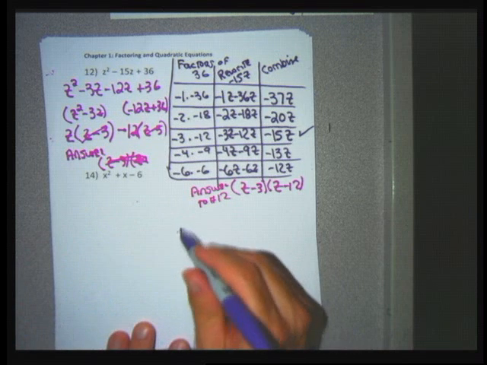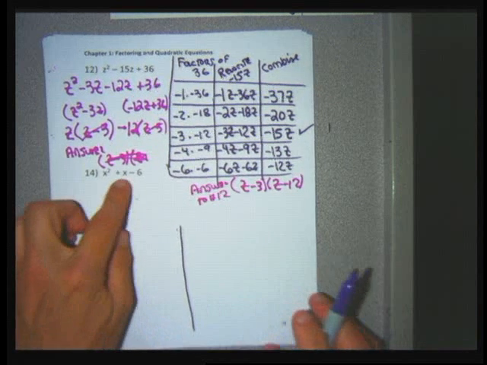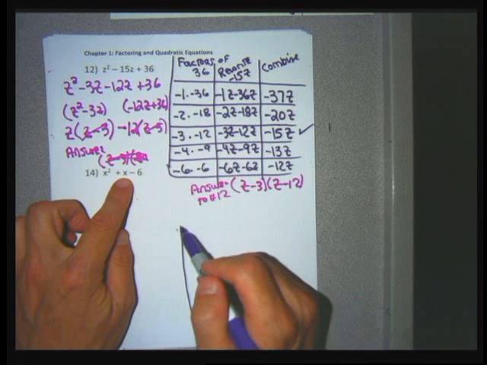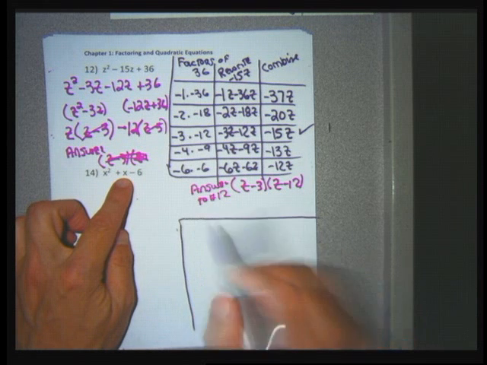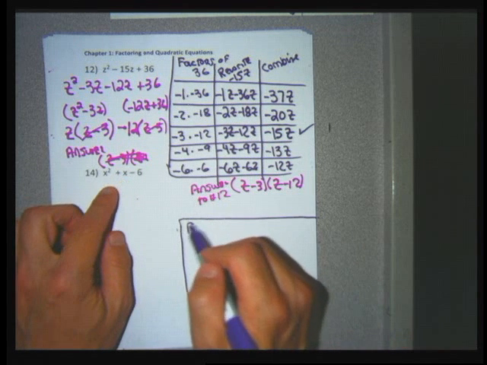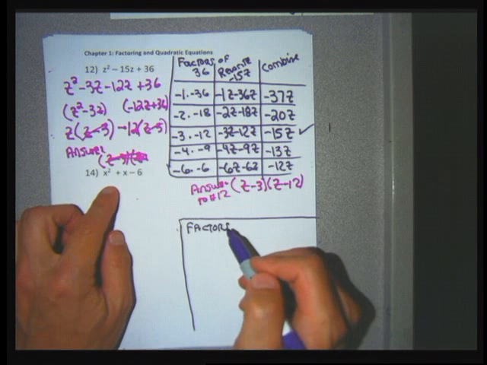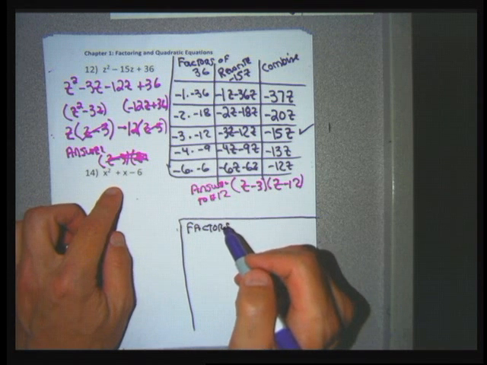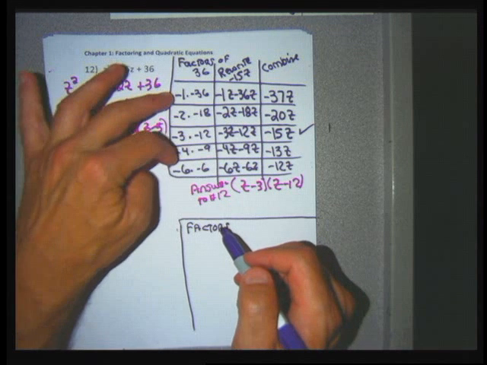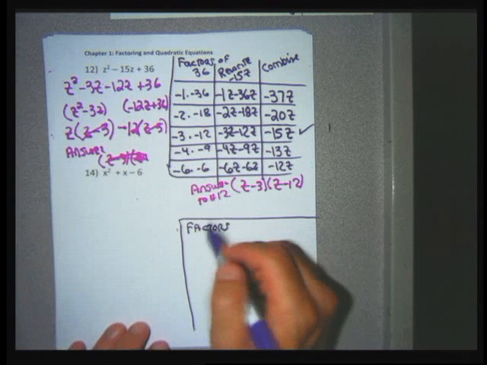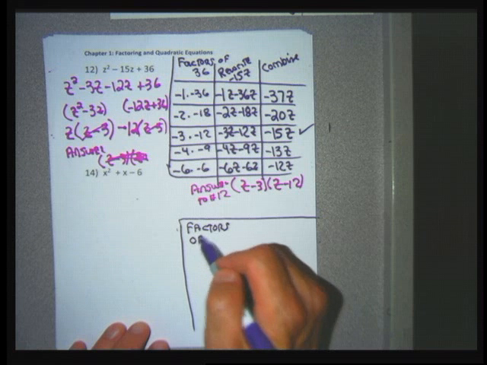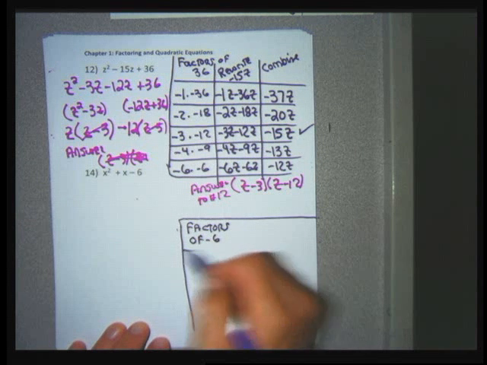Problem 14 is the first one that has a negative number in the last position, and these are a little bit trickier because when I make my first column, I can't use double positives because two positive numbers multiply out to a positive number. Can't use double negatives because two negative numbers multiply out to be a positive number. So I have to put one positive and one negative.